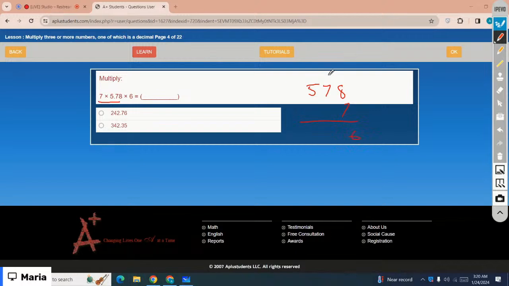7 times 8 is 56, 6, 5 carry. 7 times 7 is 49, plus 5 is 54, 4, 5 carry. 7 times 5 is 35, plus 5 is 40, right? So you have decimal point two places, so that is 40.46.